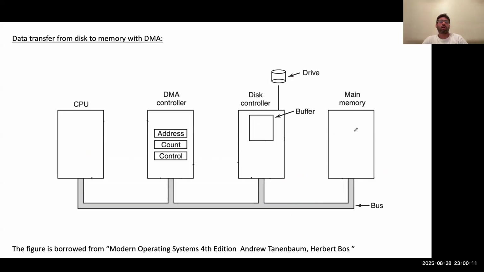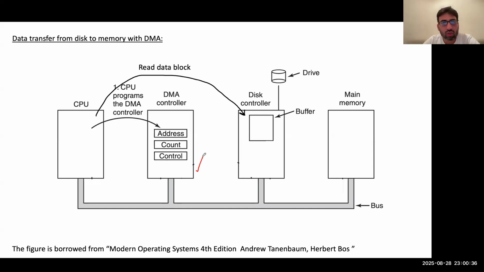So now have a look at how the same operation can be performed with DMA. Again, we want to do the same thing, which is to transfer data from disk to memory, but with DMA support. Okay. So here is how things are different. Everything else is the same, other than that we have a DMA controller, right?